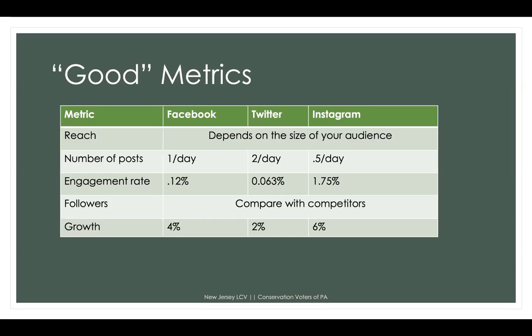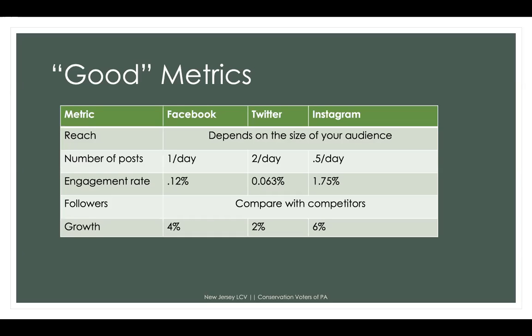In terms of the number of times you post, right now there's a nonprofit industry standard that you post on Facebook once a day, on Twitter twice a day, and Instagram basically once every other day. There are lots of organizations like us who post more than that, and there are lots of organizations who post less than that, but that's an industry standard.